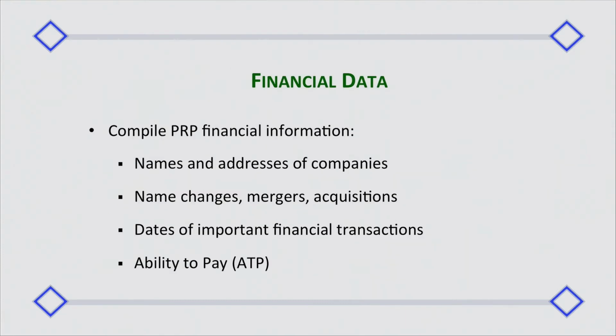Another important aspect of the PRP search is collecting and compiling financial data, such as names and addresses of companies, business and corporate name changes, mergers and acquisitions, dates and other details of important financial transactions such as UCC filings, initial public offerings, stock splits, and ability to pay analysis.